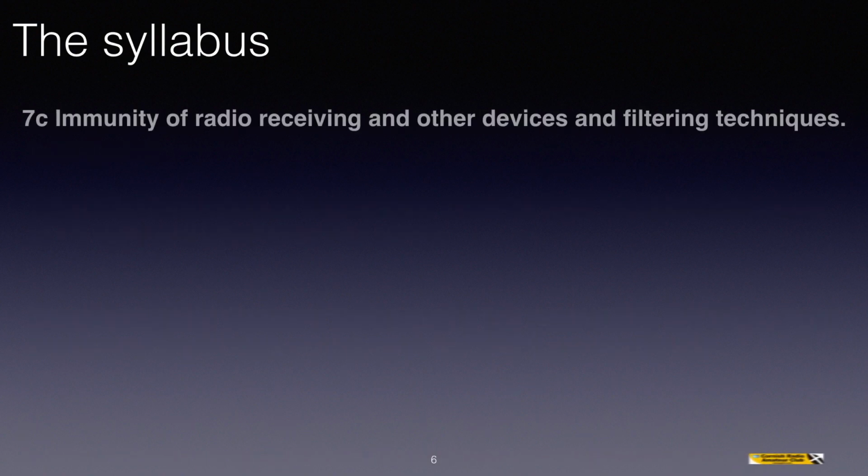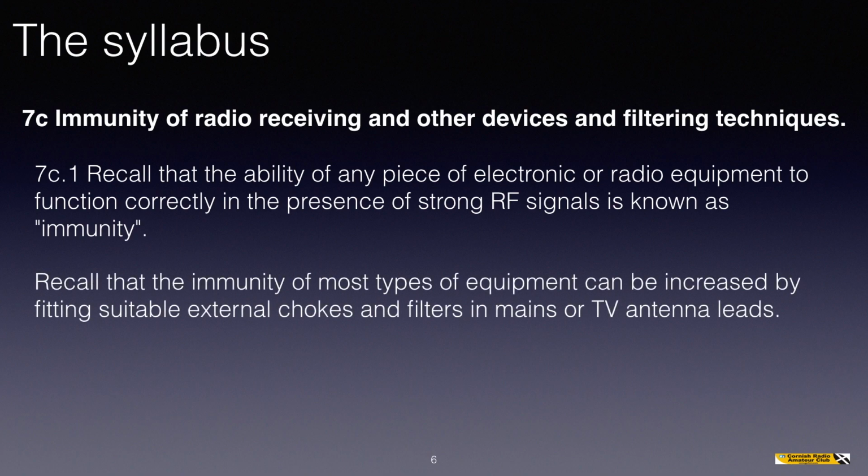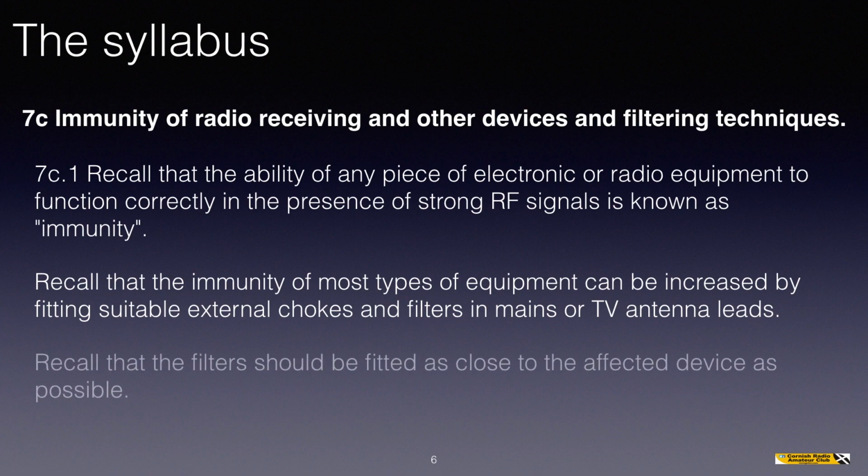And then the second to last part looks at the immunity of radio receiving and other devices and filtering techniques. Recall that the ability of any piece of electronic or radio equipment to function correctly in the presence of strong RF signals is known as immunity. Recall that the immunity of most types of equipment can be increased by fitting suitable external chokes and filters in mains or TV antenna leads. Recall that the filters should be fitted as close to the affected device as possible.